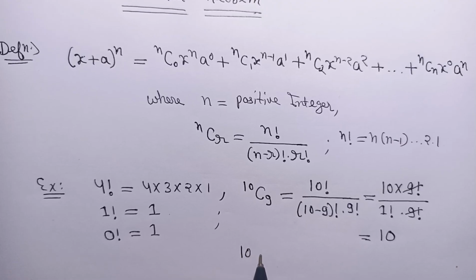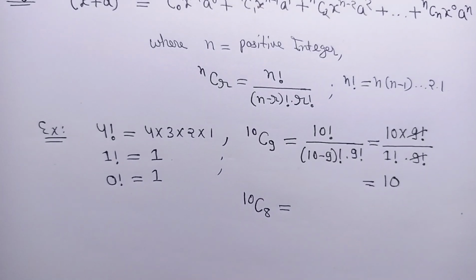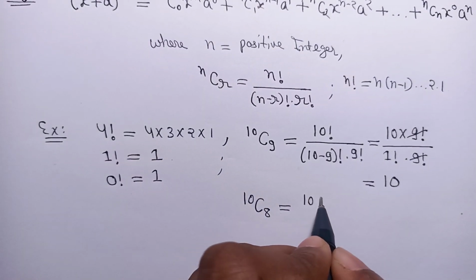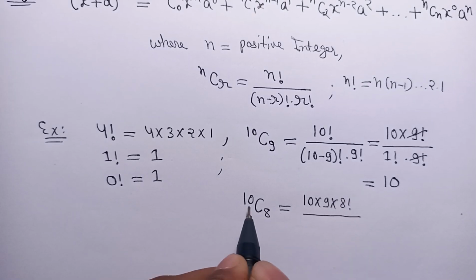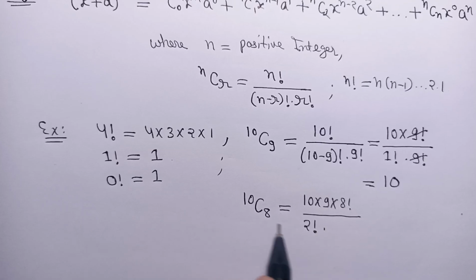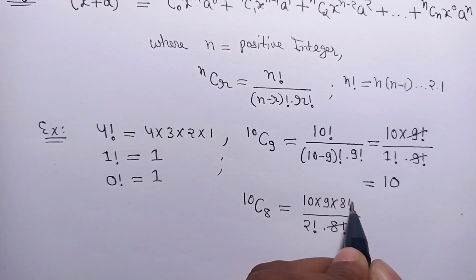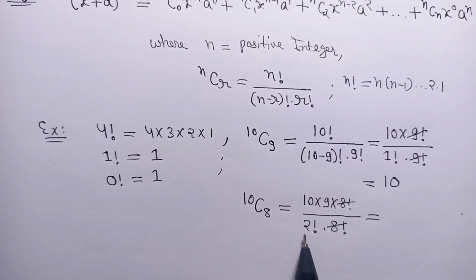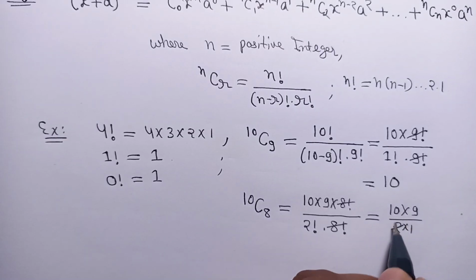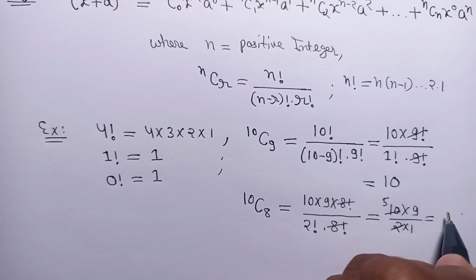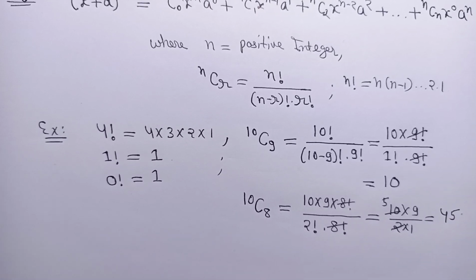Similarly, you can write 10C8. If I directly write, what will be the value of 10C8? This will be 10 factorial, which is 10 into 9 into 8 factorial, divided by the difference, 10 minus 8, which is 2 factorial, into r factorial, where r is 8. So you should write 8 factorial. 8 factorial is gone, and 2 factorial is 2 only. So you write 10 into 9 divided by 2 into 1. This cancels, and you will have 5 only. So 9 into 5 is 45. So the value of 10C8 is 45.